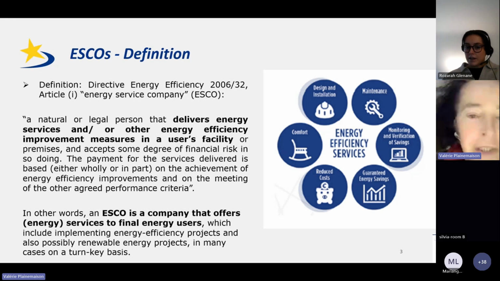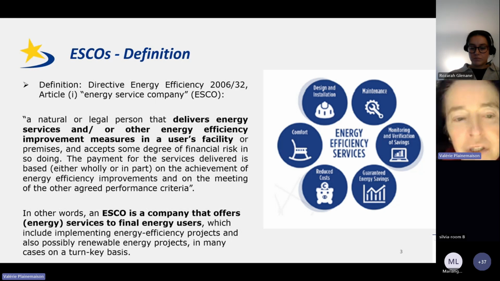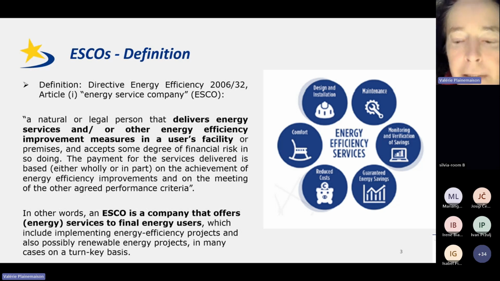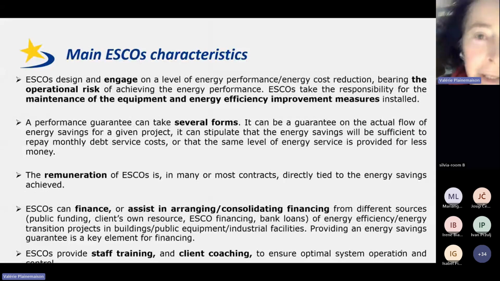That's the legal definition. So in other words, an ESCO is a company that offers energy-related or energy efficiency services to final energy users. Which include not only energy efficiency projects, but also possibly renewable energy projects or any energy-related project for the end user, on a turnkey basis. And the services cover possibly all energy needs of the clients, which can be heating, cooling, ventilation, lighting, and optimization of all the interrelations between those needs. So ESCOs are not only working on reducing the energy demand, but on the basis of the needs of the client. It's not going to switch off the radiator, but to optimize the use of it.